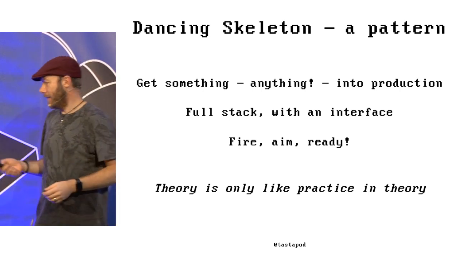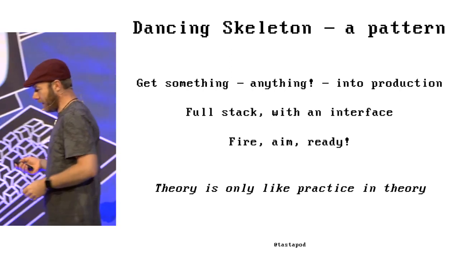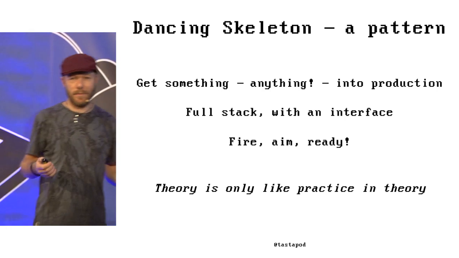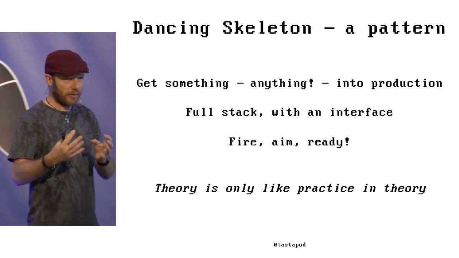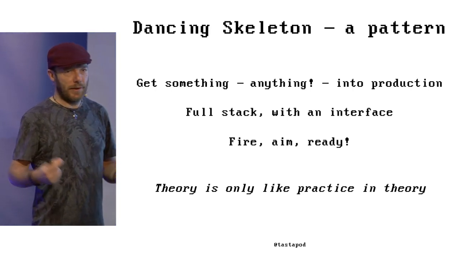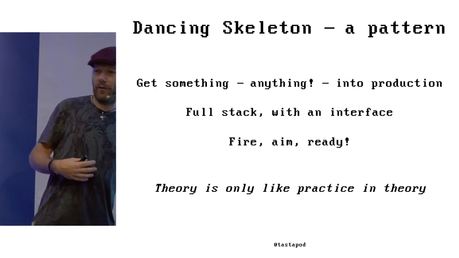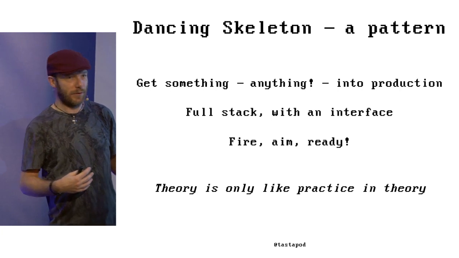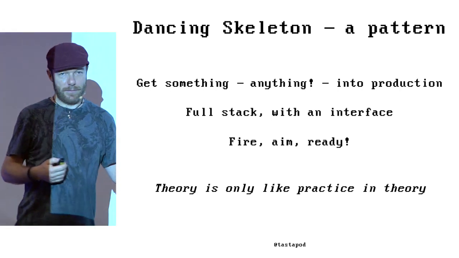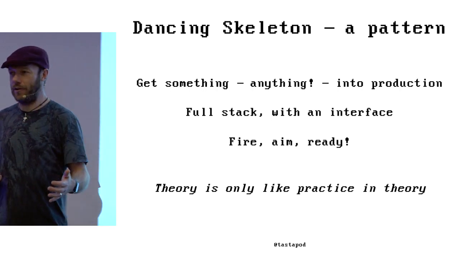A dancing skeleton is similar, but it says this: get something, anything into production. Get a hello world into production, but a hello world that looks like the thing you're going to build. Because that tells you two things. It tells you what the path to production looks like, and for a lot of people, that's always a surprise. And it also tells you how this thing acts and behaves in a production environment.